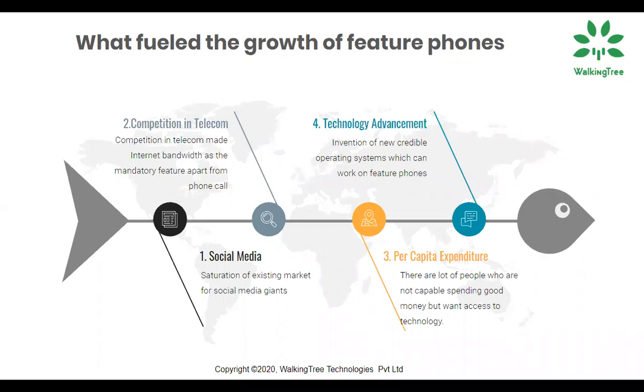Okay. Then the fourth important aspect that happened is technology advancement. Until 2017, there were no credible operating systems primarily targeted at feature phones. So the technologies got advanced, and certain things were implemented. KaiOS is an important aspect: KaiOS came into the market with the standard.